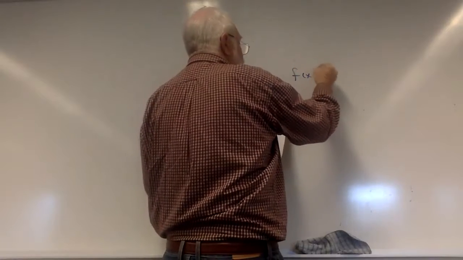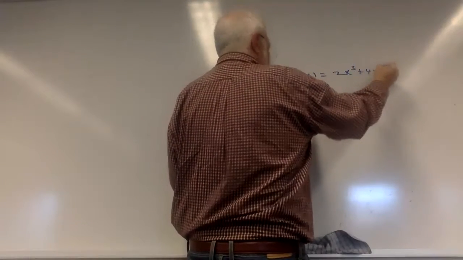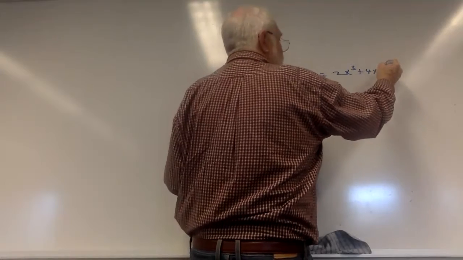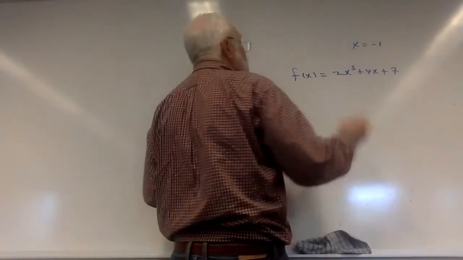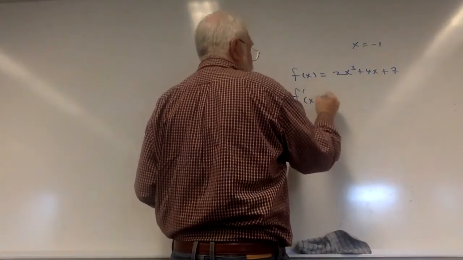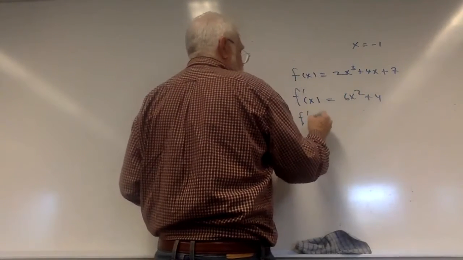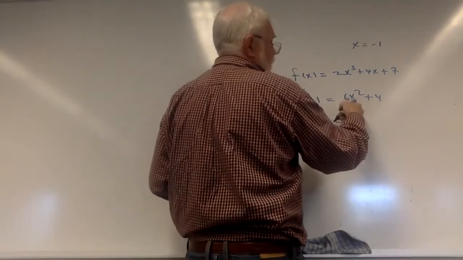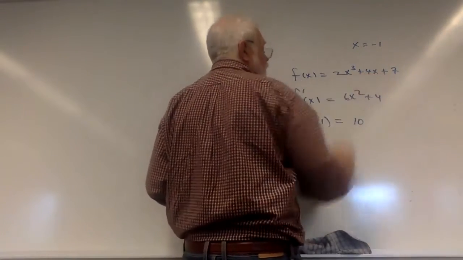How is the function f of x equals 2x cubed plus 4x plus 7 changing at x equals -1? Did I see that properly? Yeah. Well, obviously we need f prime of x, which is 6x squared plus 4. And we've got to do f prime of -1, which is 6 plus 4. So this function's going up at a rate of 10 to 1 at that instant.